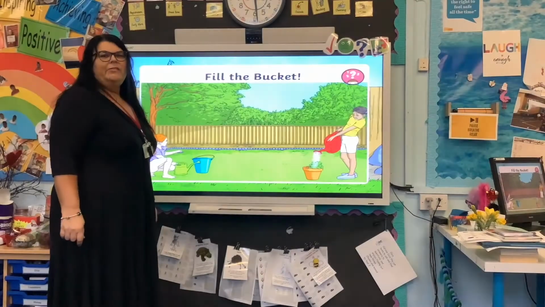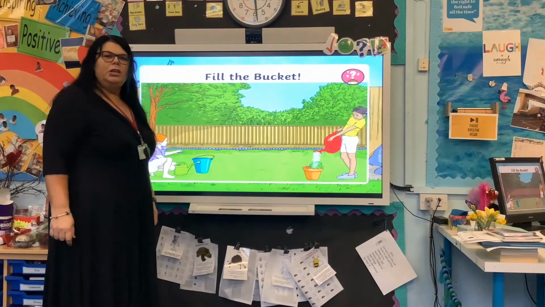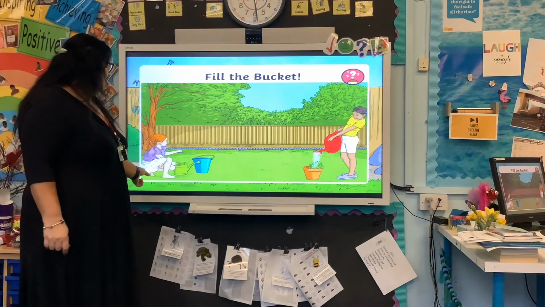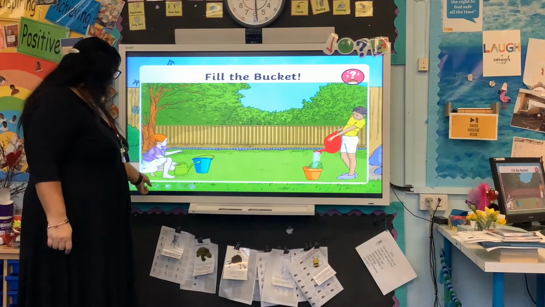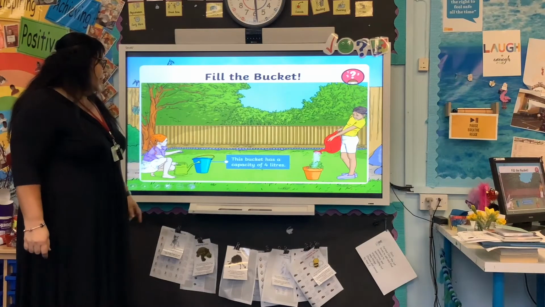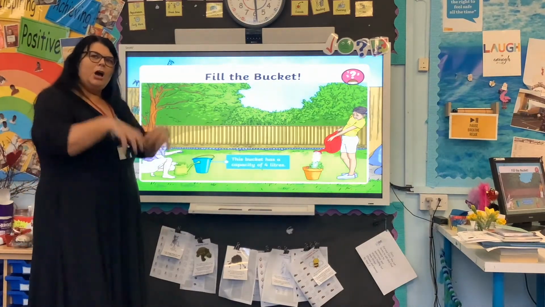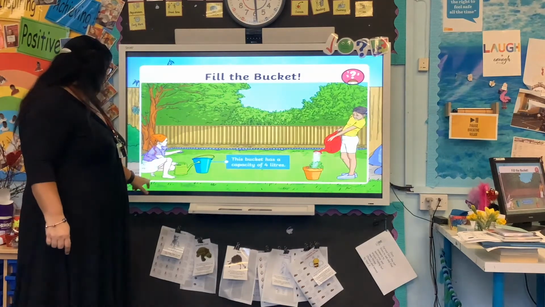Okay, Year 5, so carrying on with measures. Today we're looking at volume and capacity. So here we've got some girls in the garden and they're filling up a bucket with water. So the bucket has a capacity of 4 litres. It will hold 4 litres.